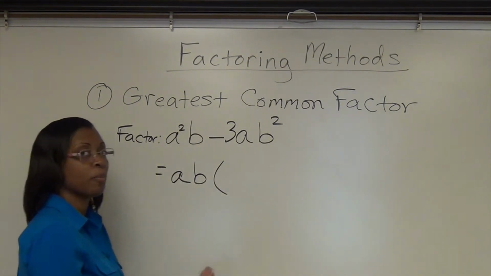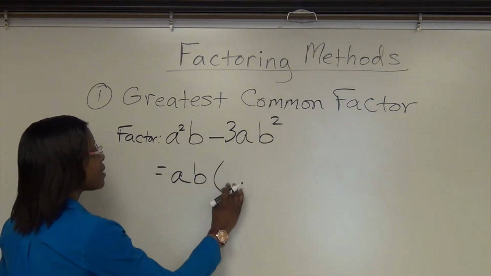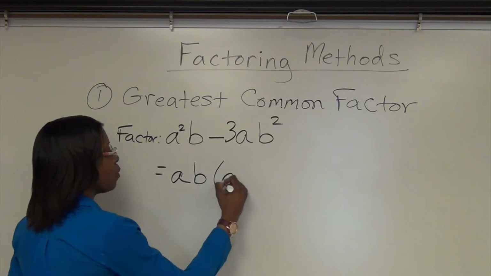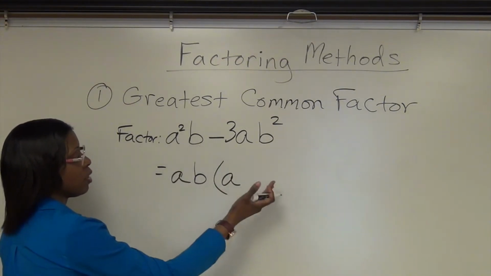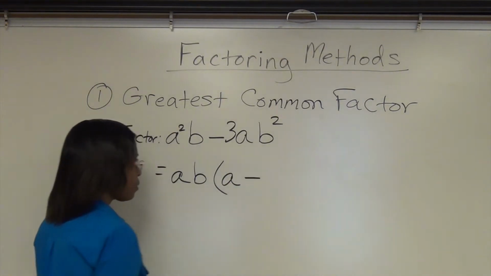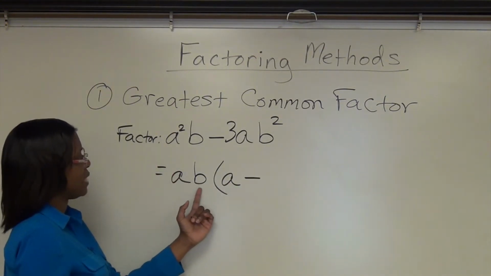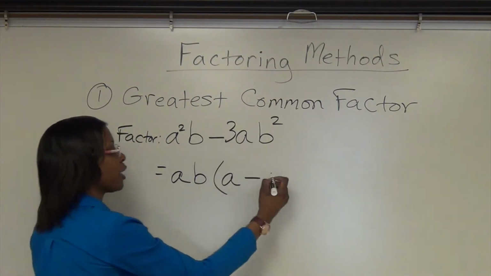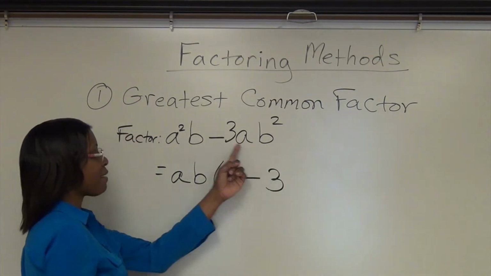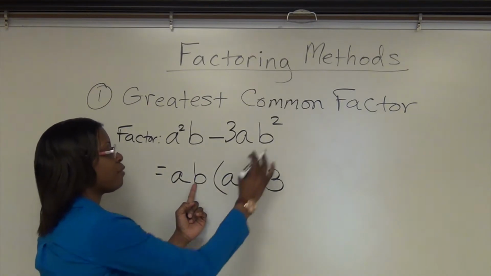I call this the distributive property backwards. So a times how many a's will give me a squared? One more a. Then b times what will give me b? It'll be 1, so we leave it there. Then we have ab here times what will give me this up here? So we need the number 3. And then we already have a. We took a out, so what do we have left? We need another b.